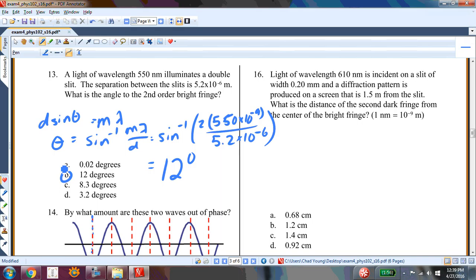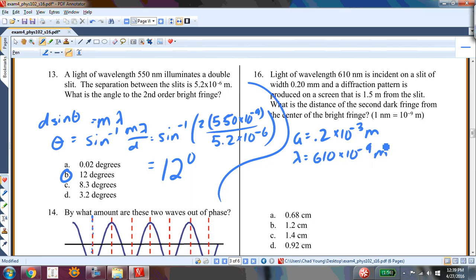All right, I have a single slit. The width is 0.2 millimeters. I have a wavelength equal to 610 nanometers. And then the diffraction pattern is on a screen that is 1.5 meters from the slit, so L is 1.5 meters. And I want to know the distance to the second dark fringe from the center of the bright fringe. So here, if I look at my diffraction pattern, this is my first dark fringe, this is my second dark fringe, that's at an order of 2. I want to know what is the distance from there to there, and that's going to be our y.